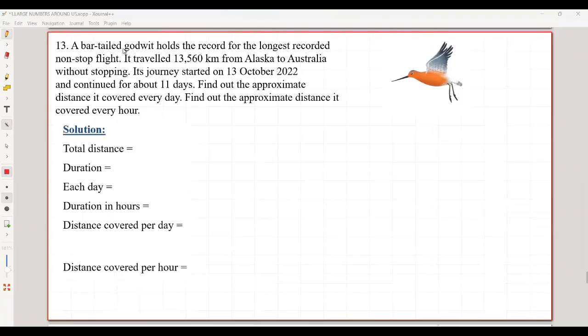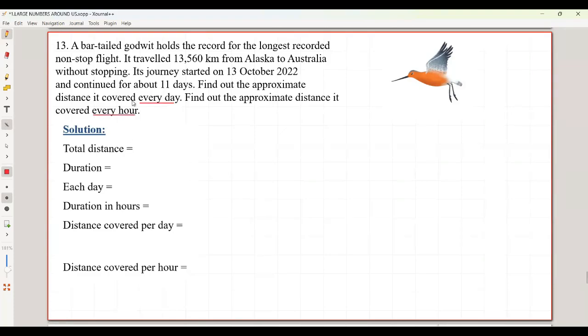A bar-tailed godwit holds the record for the longest recorded non-stop flight. It traveled 13,560 kilometers from Alaska to Australia without stopping. Its journey started on 13th October 2022 and continued for about 11 days. Find out the approximate distance it covers every day, and the approximate distance it covers every hour. So two questions they ask.